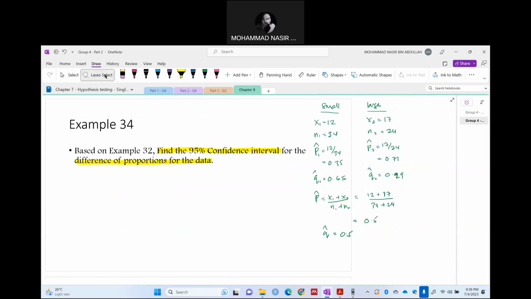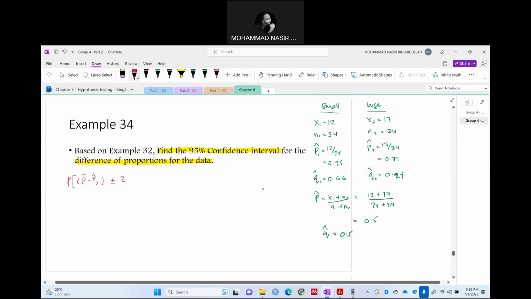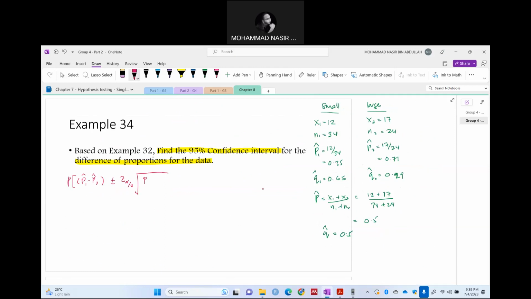Then we plug the values into the formula. So what is the formula? p1 hat minus p2 hat, plus or minus Z alpha divided by 2 multiplied by the square root, as the standard error, of p1 hat q1 hat over n1 plus p2 hat q2 hat over n2, right? So this should be equal to 95%.